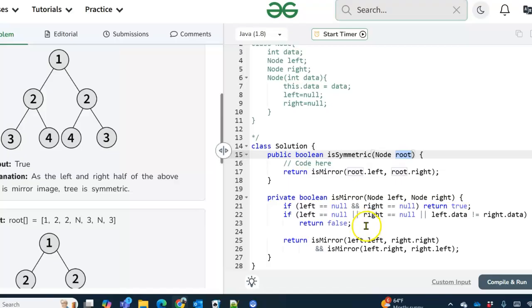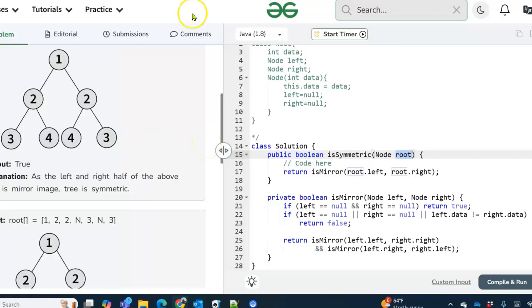So what do we have here? Left, left and right, right have to be mirror images. Left, left is 3. Right, right is 3. So we're going to get a true on that. Left, right is 4, and right, left is also 4. So we're going to get a true on that. Okay, so yeah, we can solve this recursively.